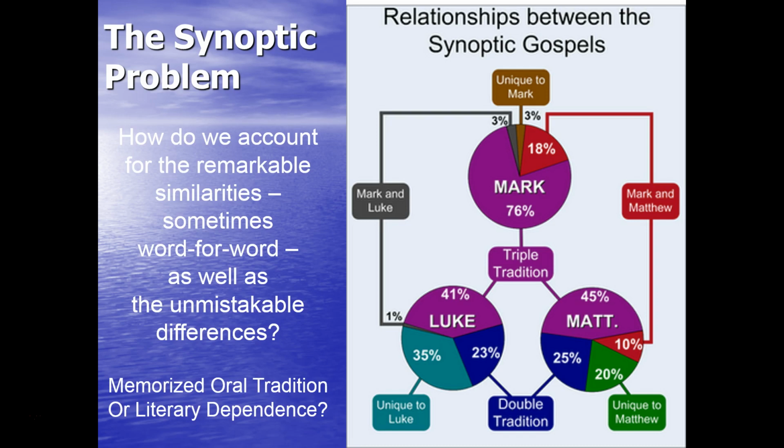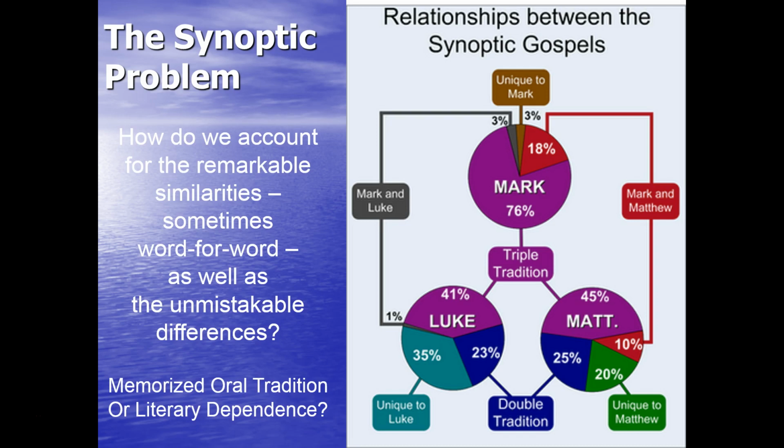You can see here with the chart the similarities and differences we're talking about. If you look at the pink color, that's what is in Mark as well as what's in Luke and Matthew, so the material those three Gospels share. You can see that 76% of Mark is also in Matthew and Luke, and for Matthew and Luke, about 40-45% of their material is also in Mark.